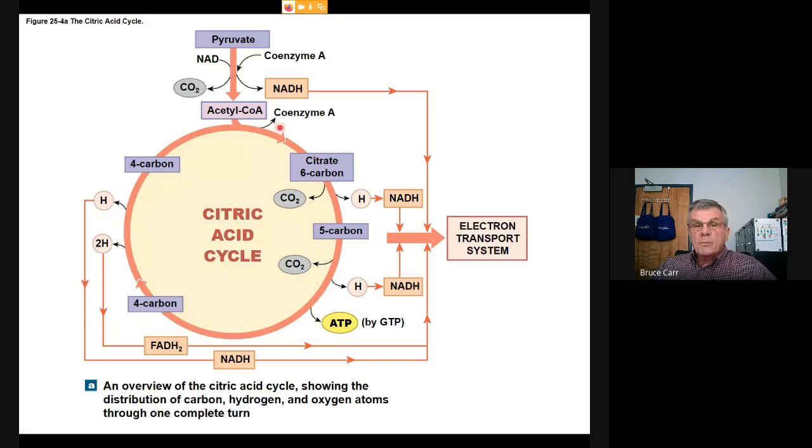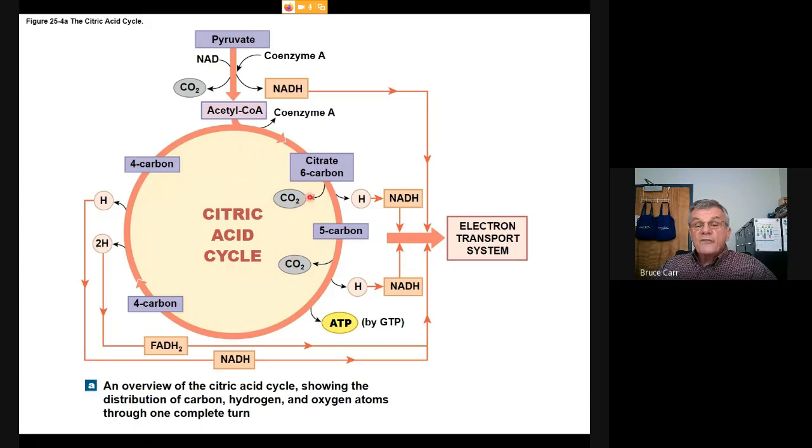Now notice something. Pyruvate's feeding in carbon. 3 carbons are being fed in, and 1, 2, 3 are kicked out. This is where the CO2 is generated, in the approach to the citric acid cycle and in the first 2 steps.